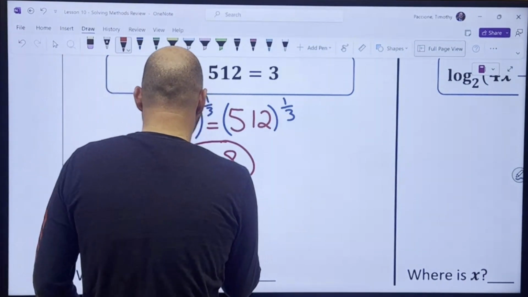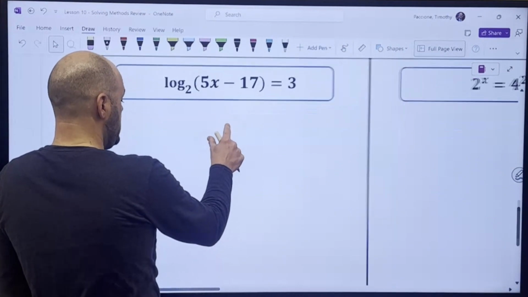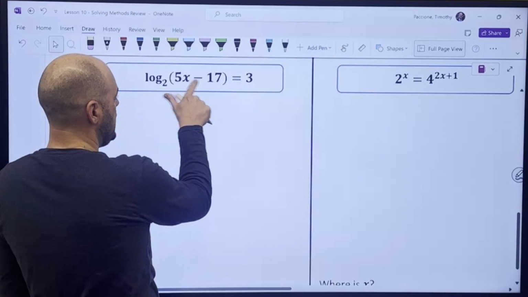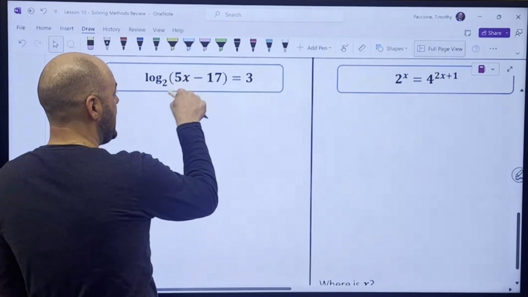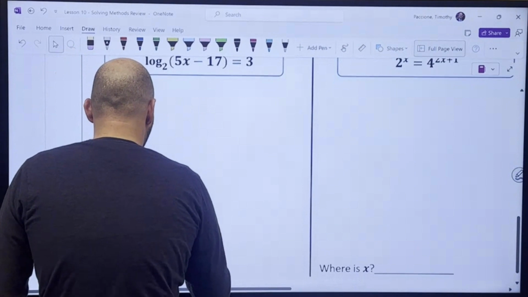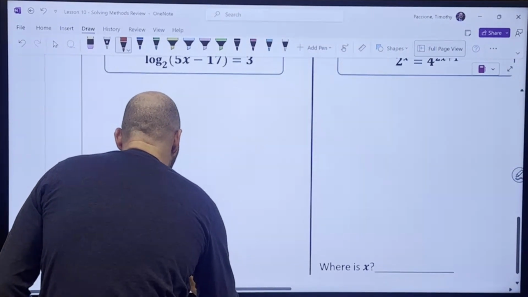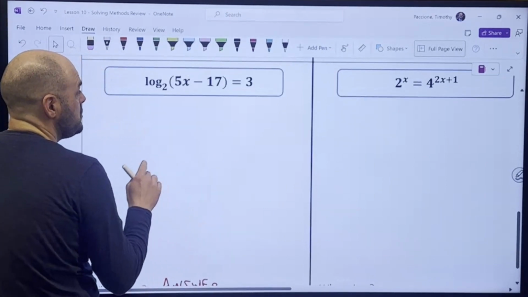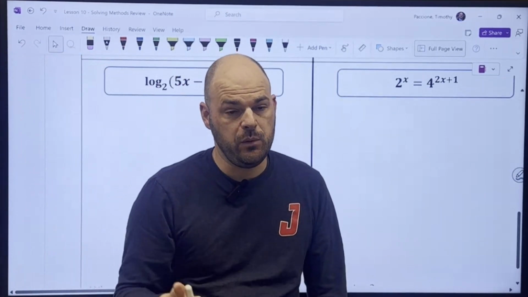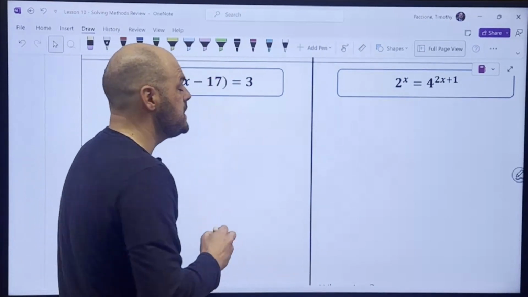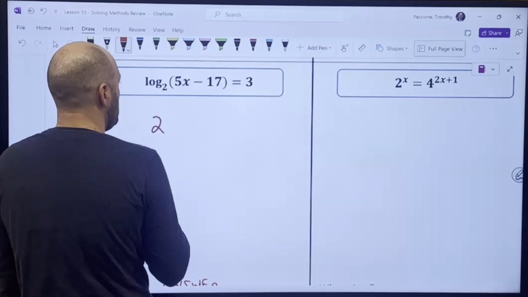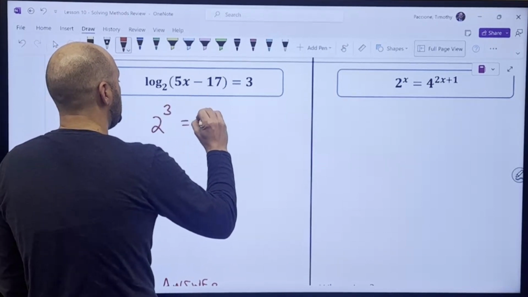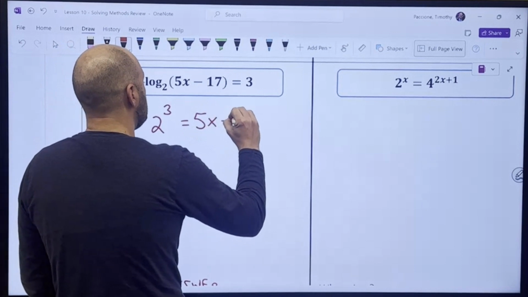Another scenario where you would rewrite in exponential form. So you get this problem, and you're like, where's the x now? Base, answer, exponent. Well, x is in that answer part, right? So if it's in the answer, same strategy. Rewrite it, see what you got. So here, my base is 2. My exponent is 3. And then that equals my answer of 5x minus 17.